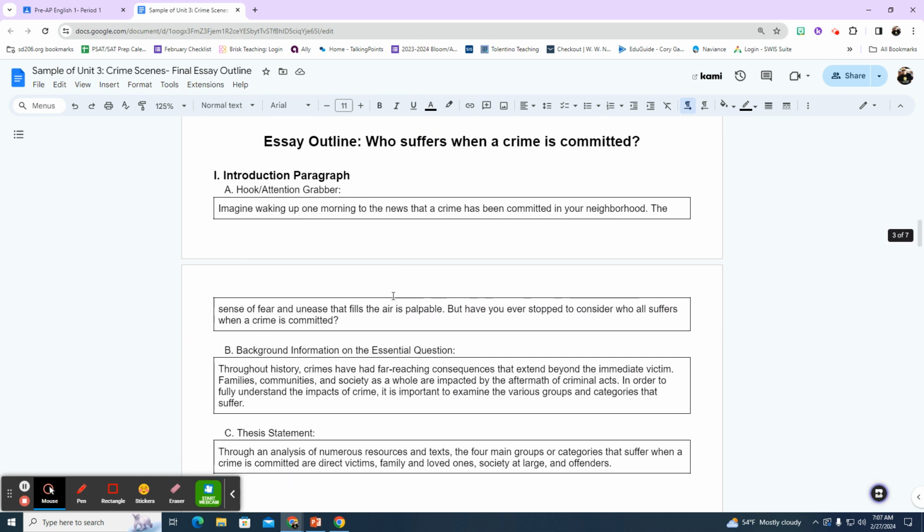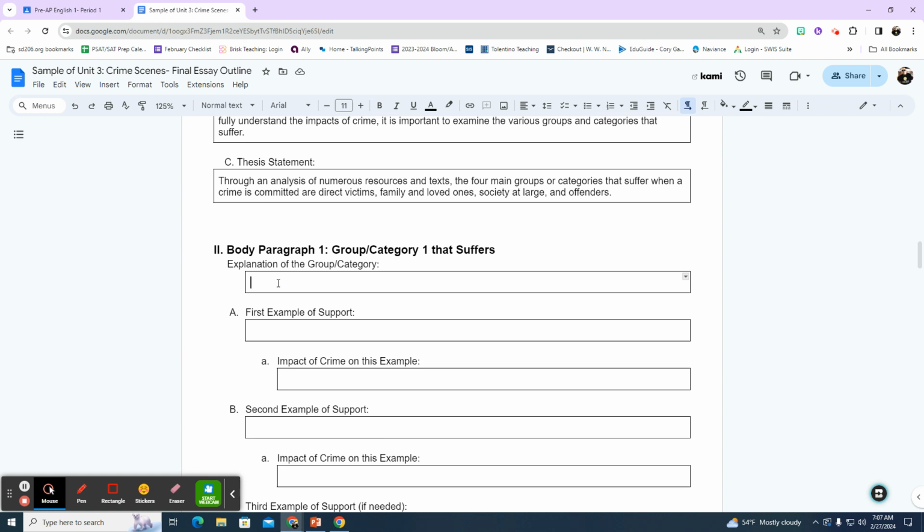Right. So first thing I need to do is just introduce what group or category I'm going to be talking about in this paragraph. Now you can do this a number of ways. There's no right way to write this opening sentence, but you want to introduce this group. So I could say something along the lines of: the first group that suffers when a crime is committed is the direct victims, period. Now that's pretty simple, pretty straightforward, right?